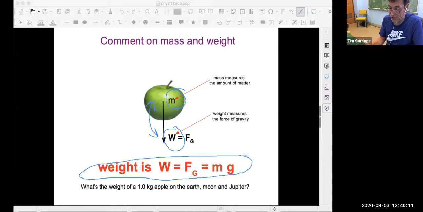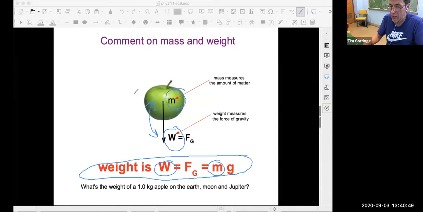We'll use this relation a lot through the semester, but I'm just going to introduce it here. It comes from Newton's second law, and knowledge that the force of gravity produces the acceleration of gravity. The weight is equal to mass times the acceleration of gravity. So that's just like an F equals ma applied to the gravitational force. This shows you how mass and weight are quite different: weight is a force and mass is a measure of inertia.